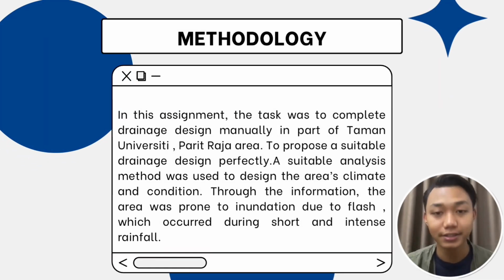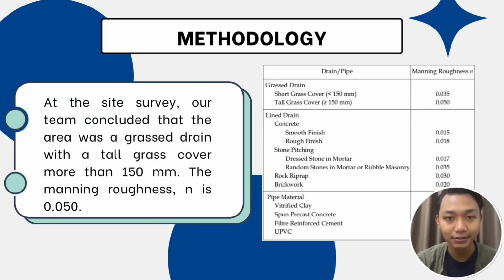Thank you. Next is the methodology. In this assignment, the task was to complete a drainage design manually in part of the Taman University Parit Raja area. We need to propose a suitable drainage design. A suitable analysis method was used to design for the area's climate and conditions. Other than that, at the site survey, our team concluded that the area was a grass drain with tall grass, which is grass cover of more than 150 mm. The Manning roughness is 0.050.